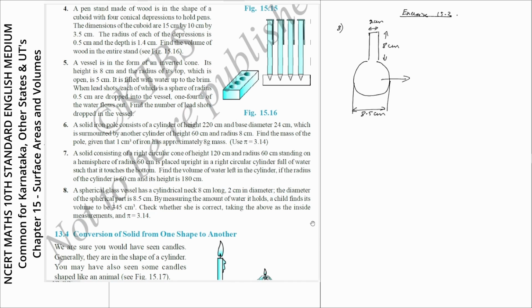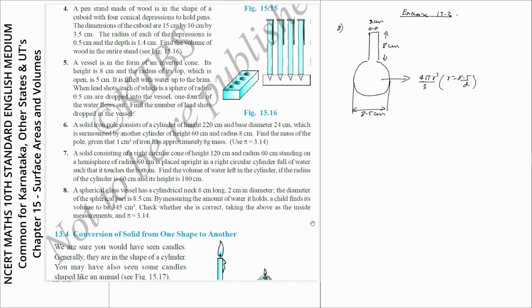Now what is the volume of this sphere here? The diameter of the sphere is 8.5 centimeters. What is the formula of volume of sphere? 4 pi r cube by 3 is the volume of sphere. Here r is equal to 8.5 by 2, because 8.5 is the diameter.